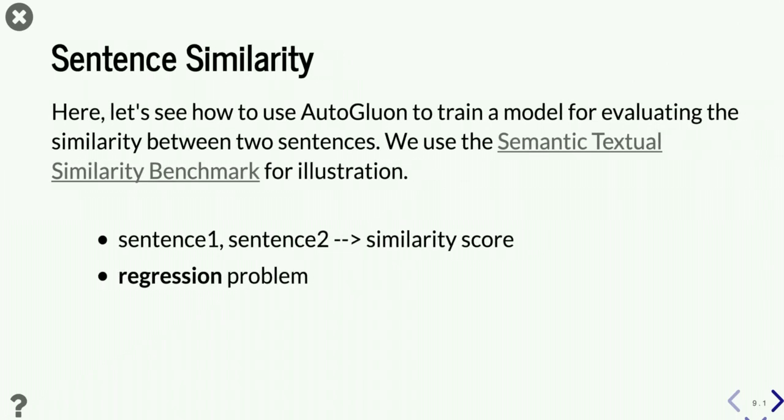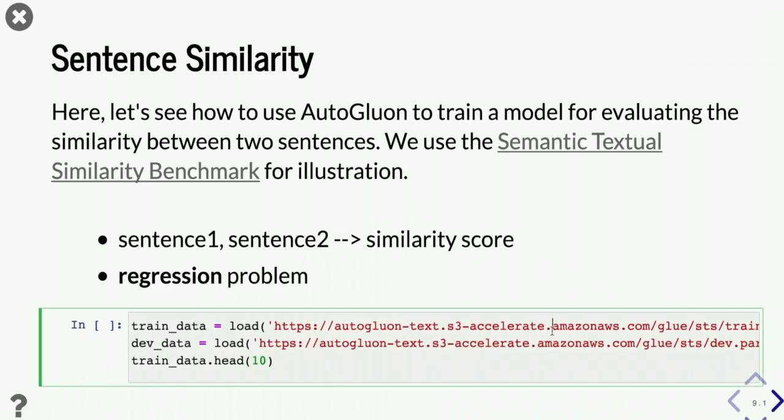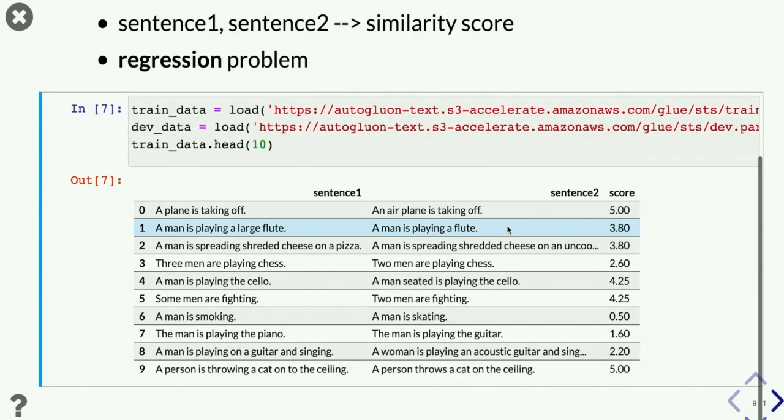Okay, now let's see another dataset, the sentence similarity dataset. Here the goal of sentence similarity is to evaluate the similarity between two sentences. In this example, we will use the Semantic Textual Similarity Benchmark for illustration. As we can see, the inputs are two sentences and the output is a similarity score, so it's a regression problem. So let's load the data.